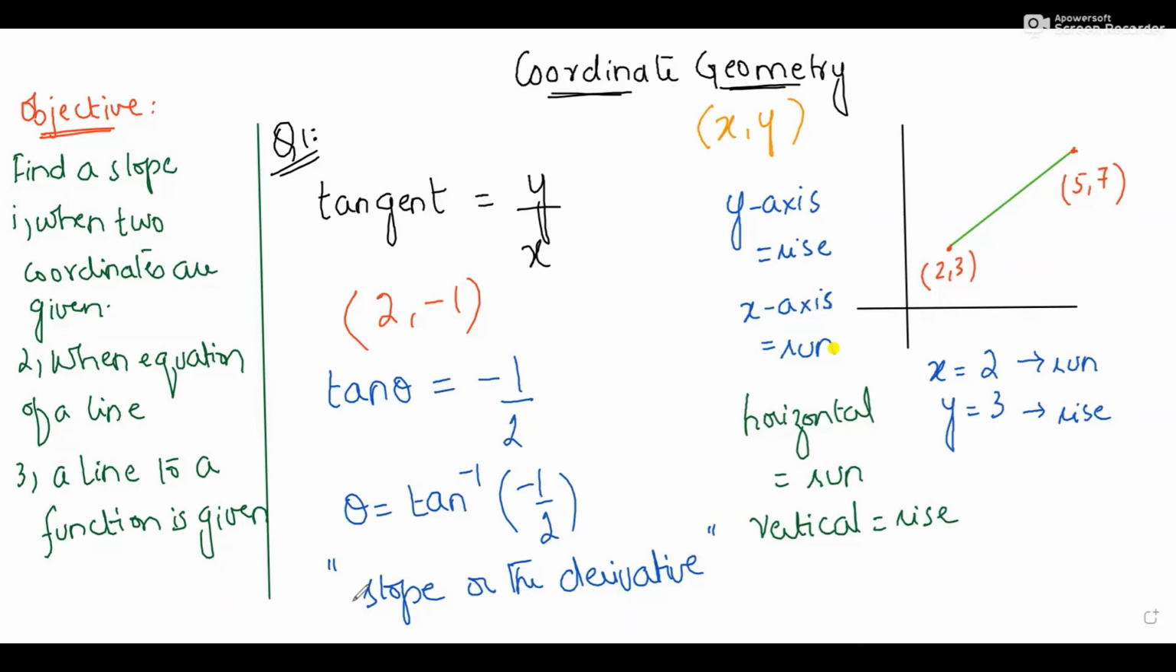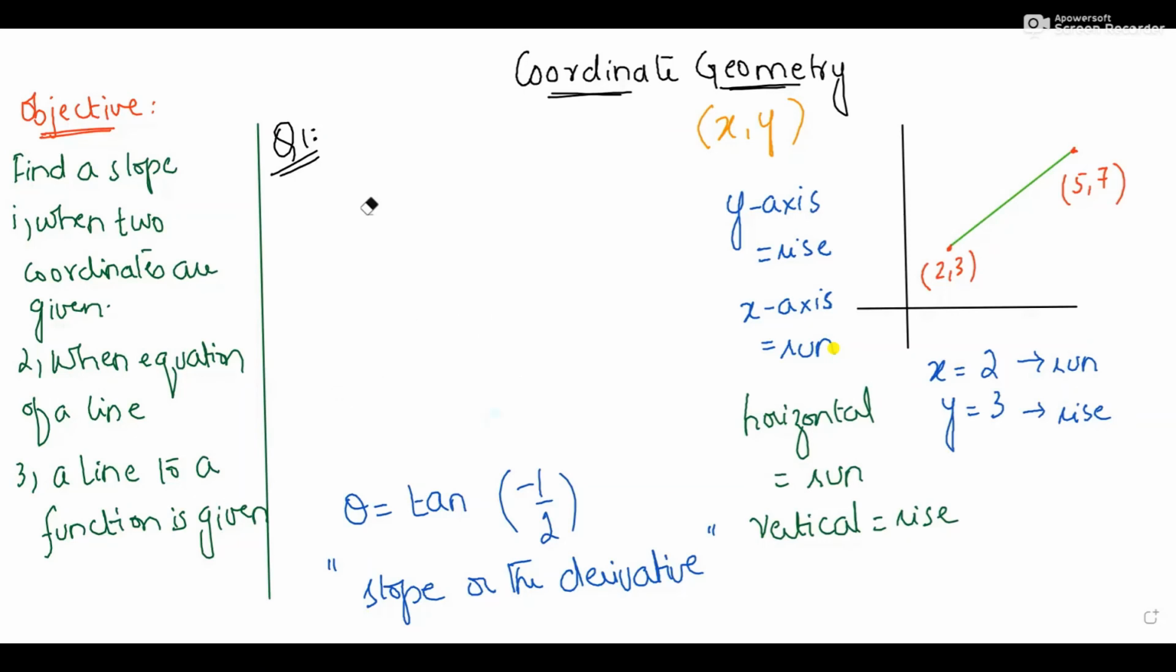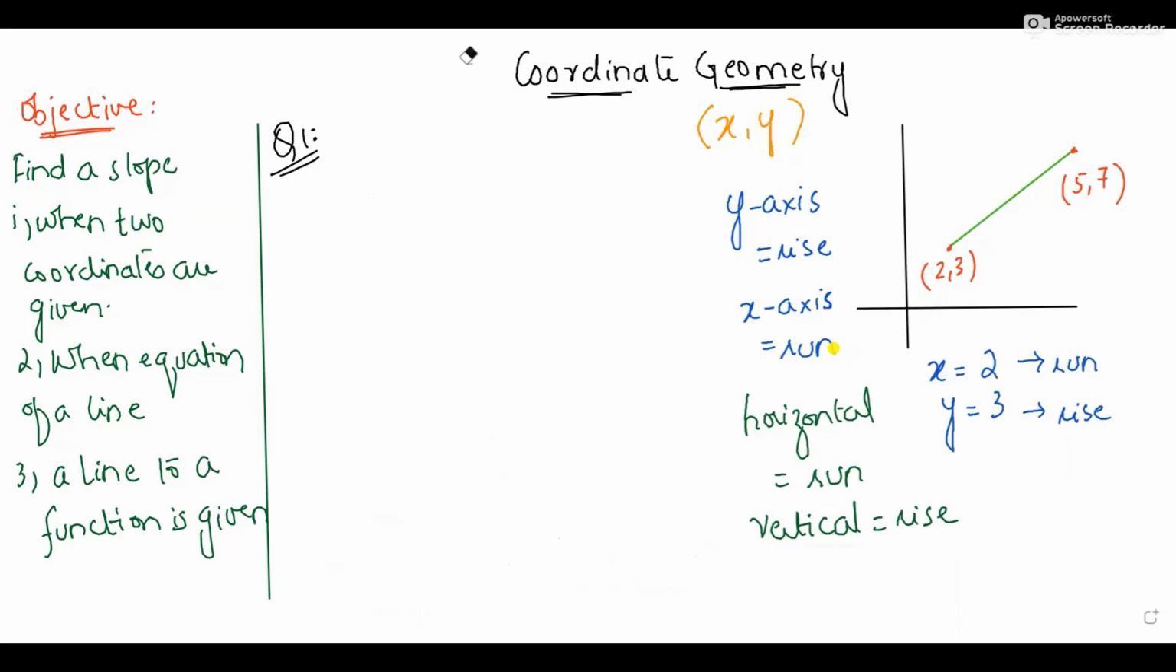But now the question arises: what is the slope of the main x-axis? Before solving, I am telling you the answer. The slope of the x-axis, that is the horizontal line, is 0.